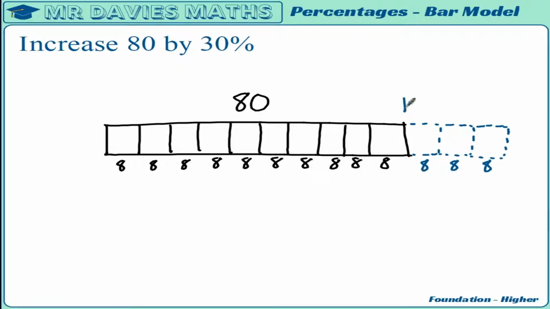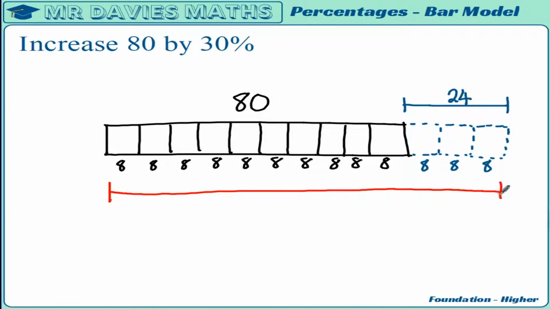So what have I added on to this value? Well, 3 8s is 24. So I'm going to add on 24 to my total. All I need to do now is figure out what my new end total would be. I started off with 100%, which was 80, and then from here onwards is 24. So altogether, 80 and 24 will be 104. So that is my new total, 104. Okay, let's try another one.